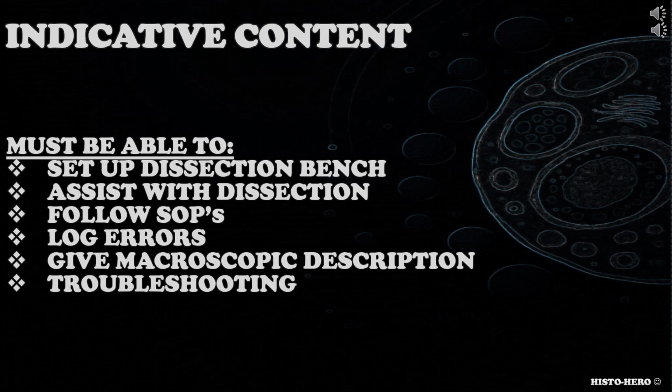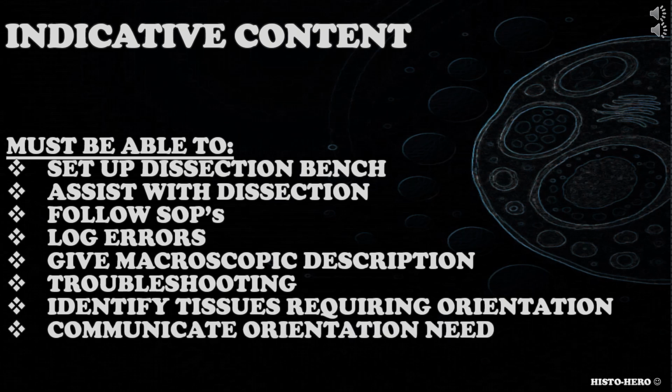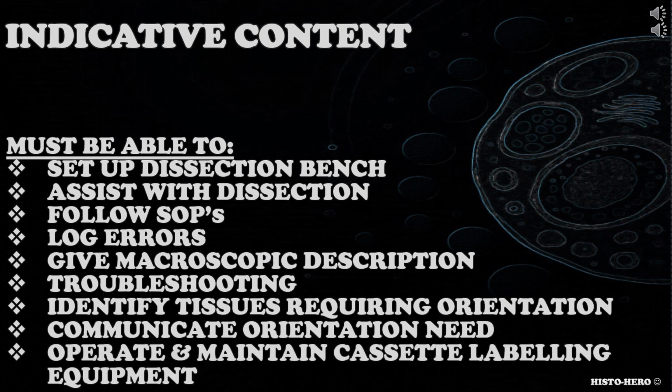Take appropriate action in events such as the reporting of missing tissue at tissue transfer in accordance with lab protocol. Identify tissue types that require specific orientation at dissection and communicate clearly to the embedder and microtomist the importance of the correct orientation of epidermis, lumen, serosa, and mucosal walls. Operate and perform basic maintenance on cassette labeling equipment.